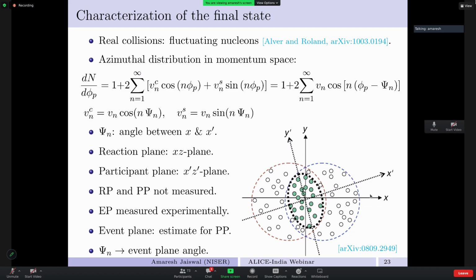But there is an estimate for that, which is called the event plane angle. And there is this reaction plane, which is defined by x and z.